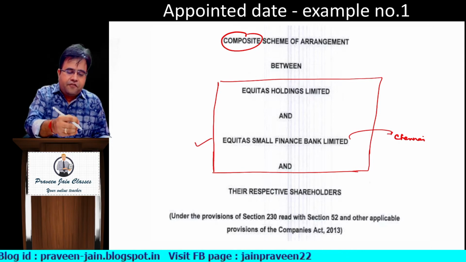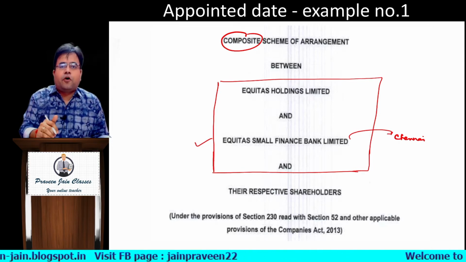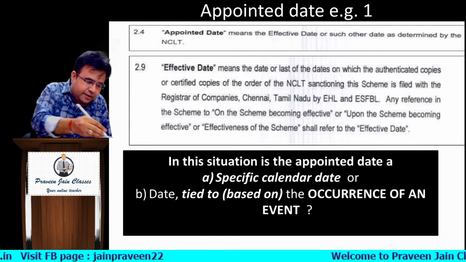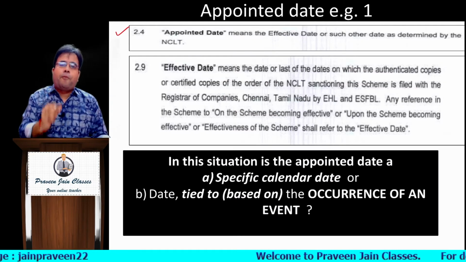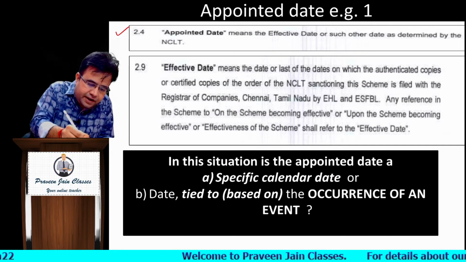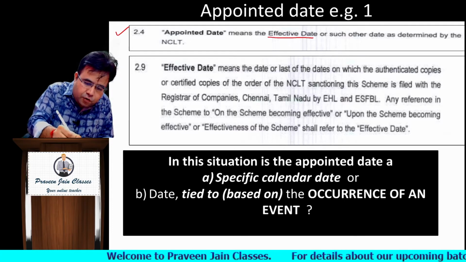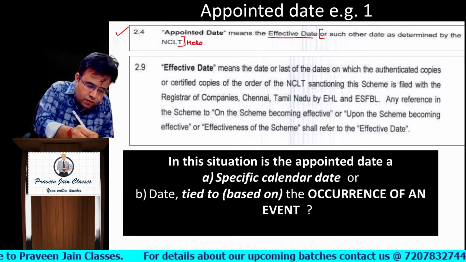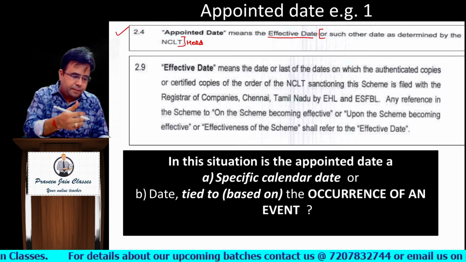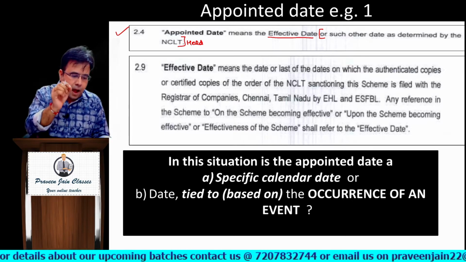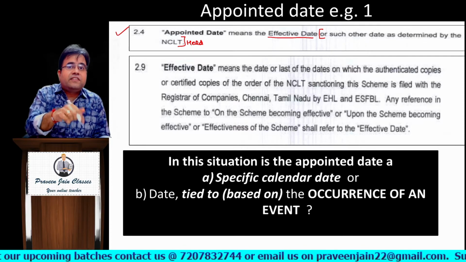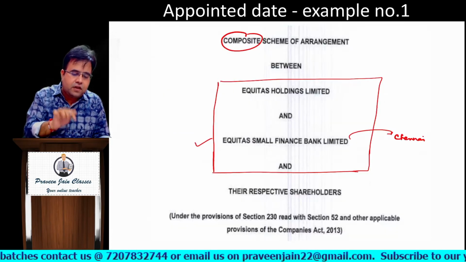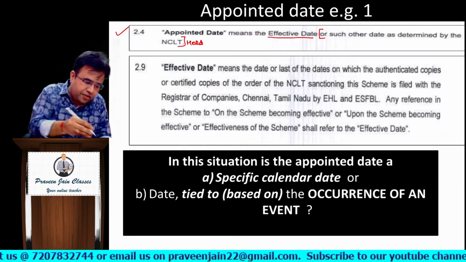So when I went through this particular compromise or arrangement scheme, sir, they did mention the point of appointed date, sir. So what is appointed date? Appointed date means effective date. Now presently I will not read this, I am keeping this on hold. So their clause, their para 2.4 is saying what, sir? Appointed date means effective date. Now these are extracts of what, sir? This compromise scheme, sir. Okay, very good.